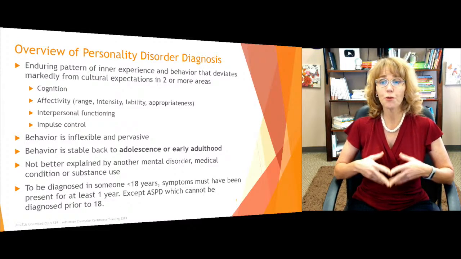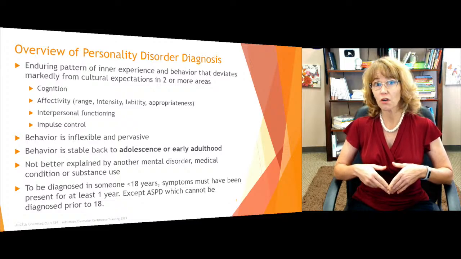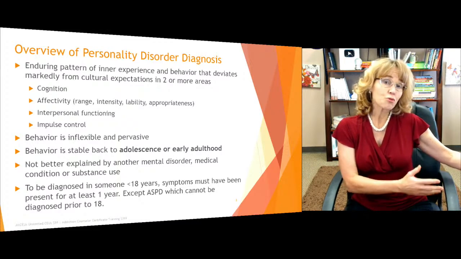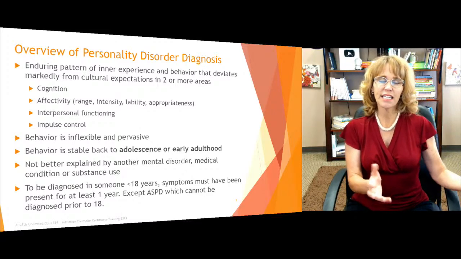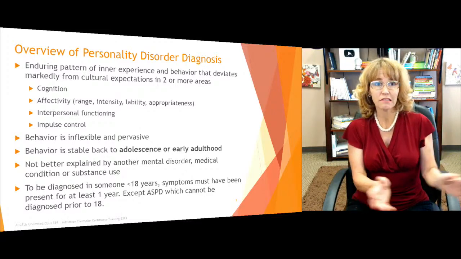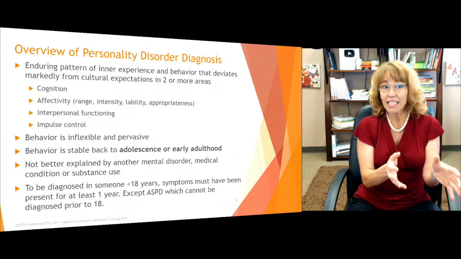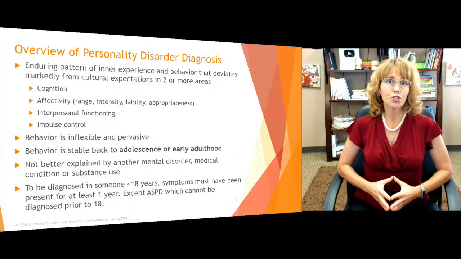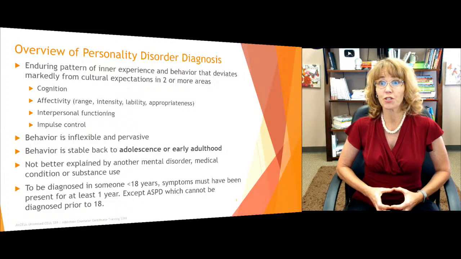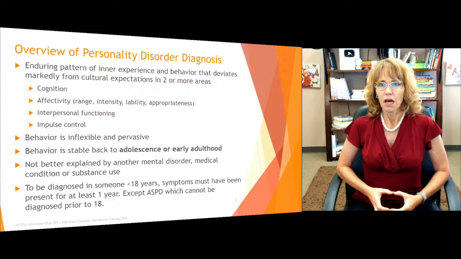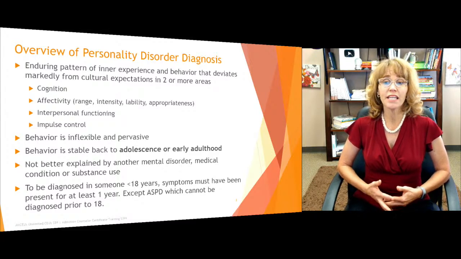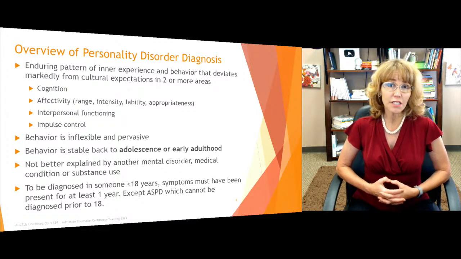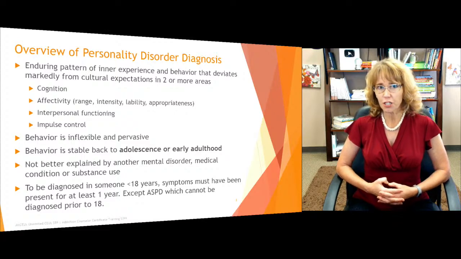Behavior is stable back to adolescence or early adulthood. Sometimes we'll start seeing the behavior in childhood, but we do need to see it no later than the late teens, early 20s in order to qualify for a diagnosis of a personality disorder. The personality disorder diagnosis is not better explained by another mental disorder, medical condition, or substance use.